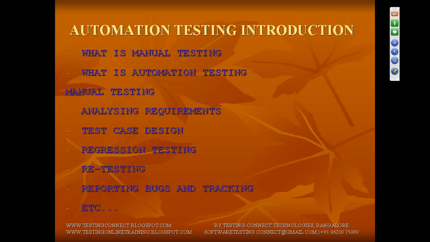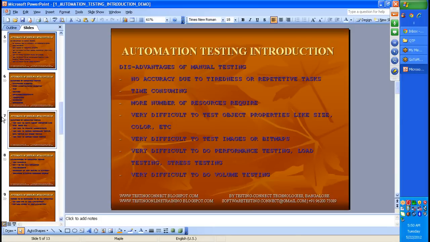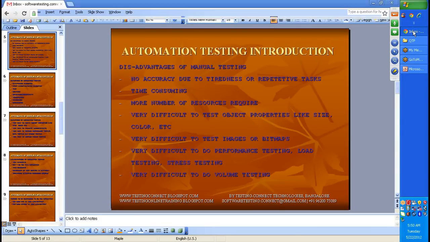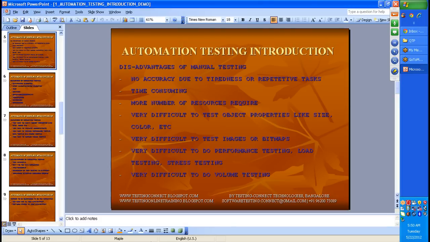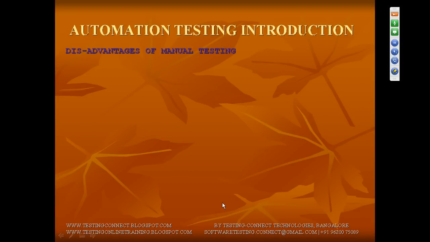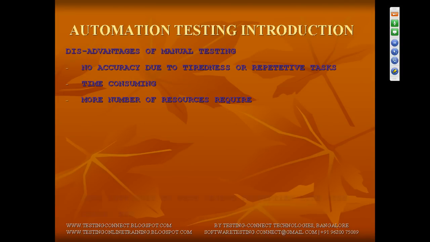These are the different roles you'll be performing. So this is nothing but manual testing. You have to define manual testing: if you execute test cases with the help of human beings, that is nothing but manual testing. If you use some automation tool for executing those test cases, that you can consider as automation testing.